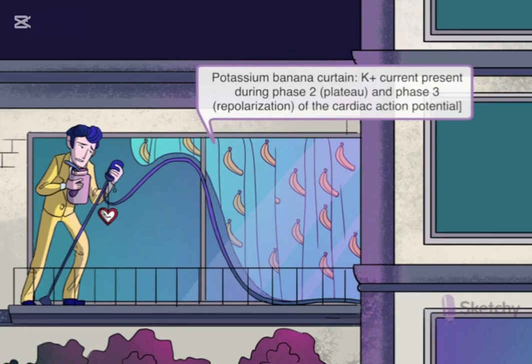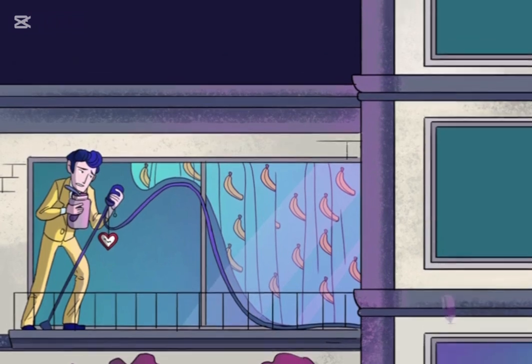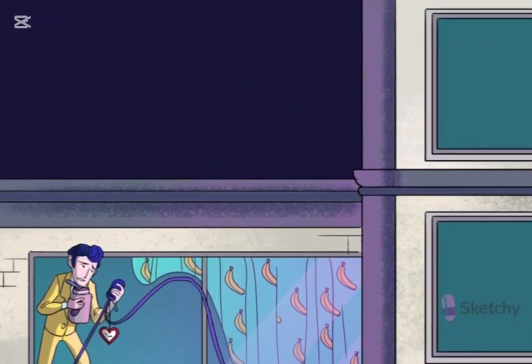Why the sudden interest in potassium? Well, it turns out that many of the type 1 antiarrhythmics affect potassium channels as well, changing the duration of phase 2 and 3 of the action potential and hence the length of the refractory period. So throughout this sketch, keep an eye on those banana curtains and how they're affected differently with each agent.